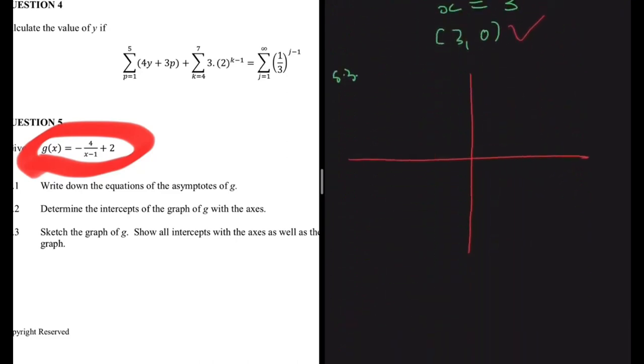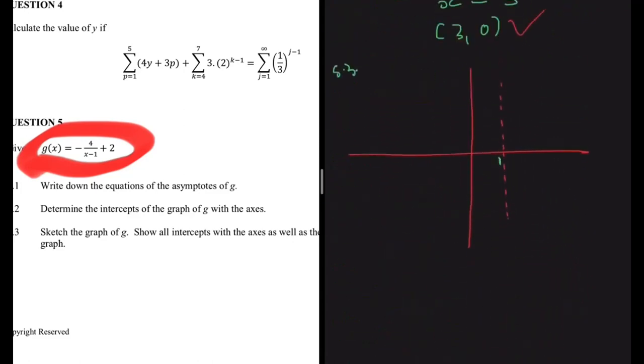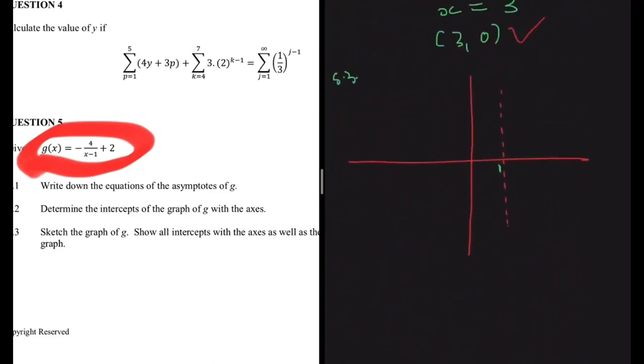So here at 1, we're supposed to have a vertical asymptote. And then the horizontal asymptote, we have y is equals to 2. So here at 2, we're supposed to have our vertical asymptote. And there we have it.